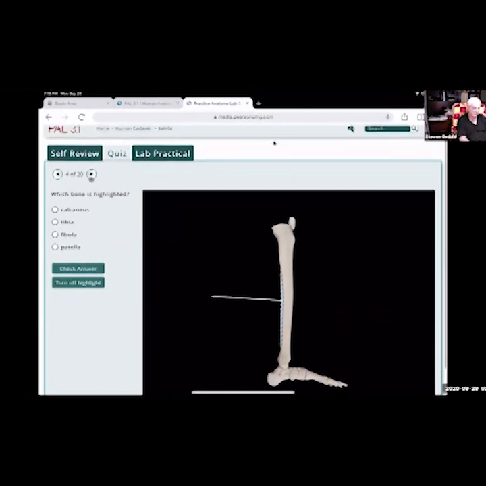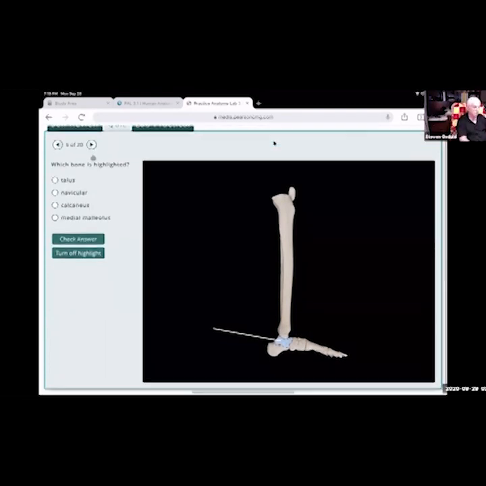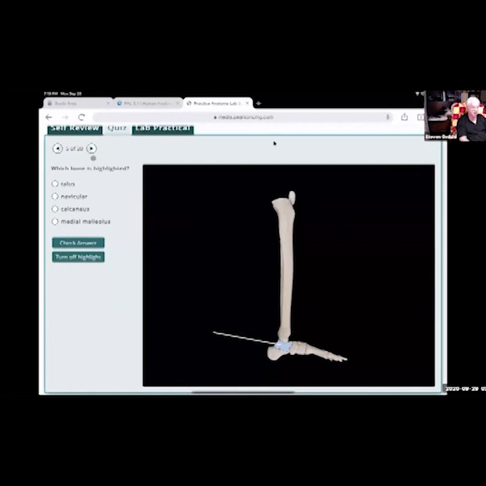Which bone is highlighted? What's the bone behind the tibia? Fibula. That would be your fibula. Which bone is the one that connects the tibia and the fibula to the foot? The talus. Remember, the talus bone connects those, and the calcaneus is this big cube, that's your heel bone.